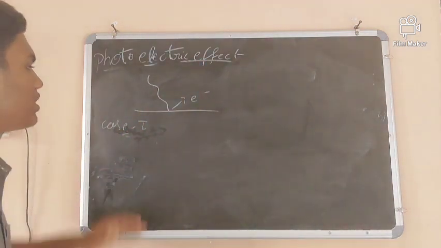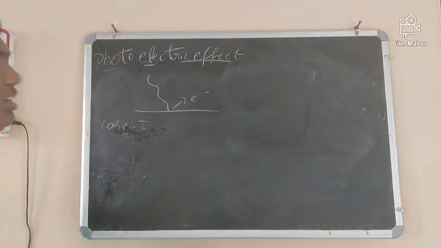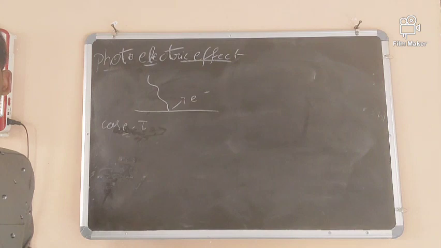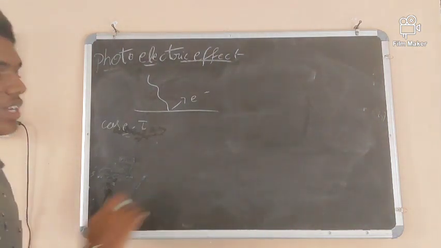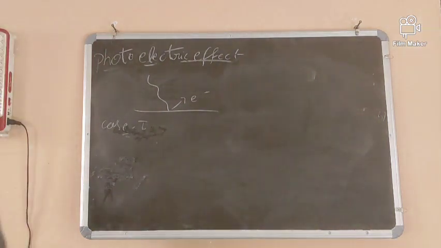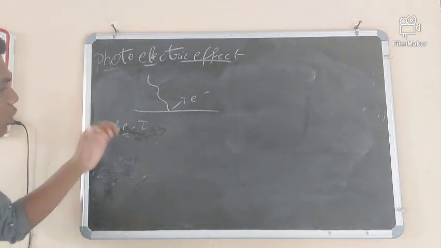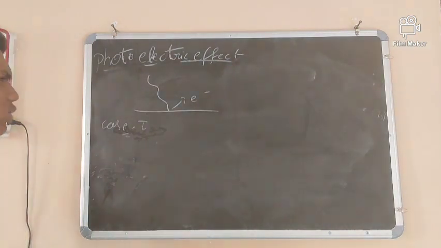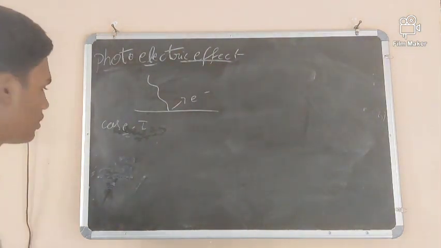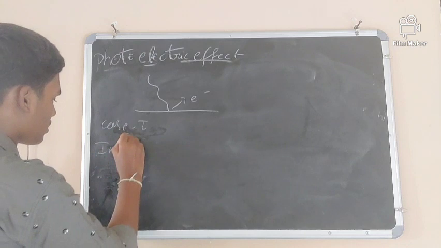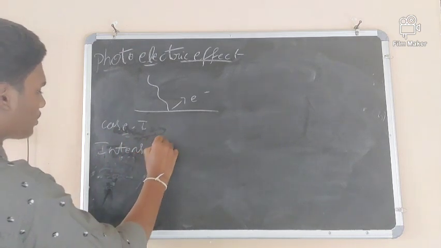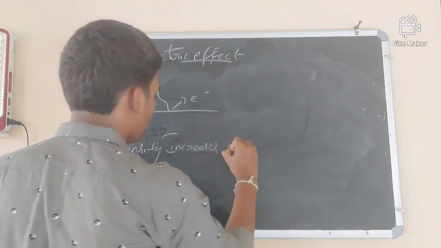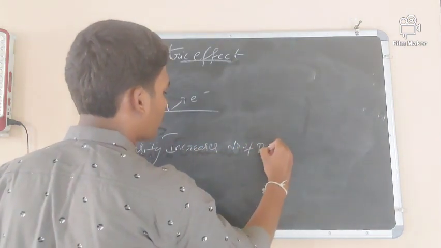The ejected electrons, we call them photoelectrons. This number of photoelectrons does not depend on the energy. Okay, so energy is required to eject the electrons, but it is not dependent on the number of photoelectrons. As the number of photons increases, the number of photoelectrons also increases. The number of photons increases means intensity increases. Intensity increases. Number of photoelectrons increases.